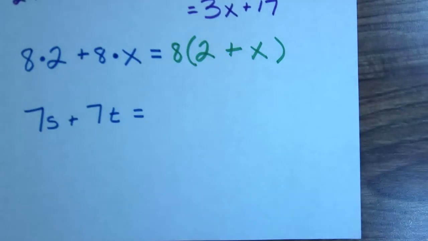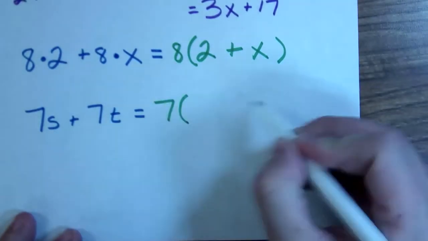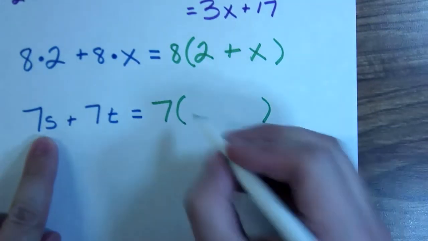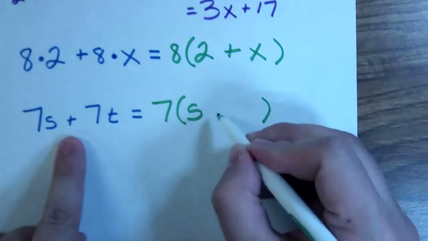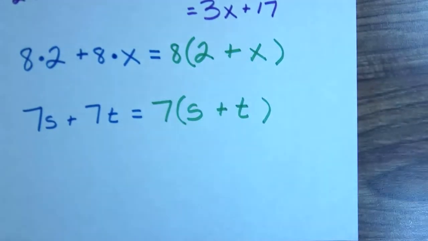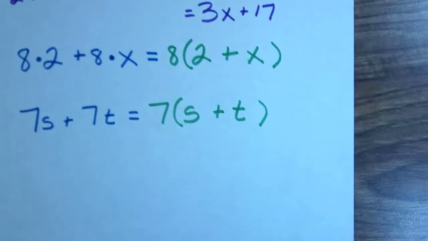Okay, what did I multiply both things by? 7, so that's what goes outside the parentheses. What would go inside? S plus T. Believe it or not, what you just did, where you took this and went backwards to what it looked like before the distributive property, is a technique called factoring, and we spend like 90% of next semester doing that. So you're doing work from next semester.